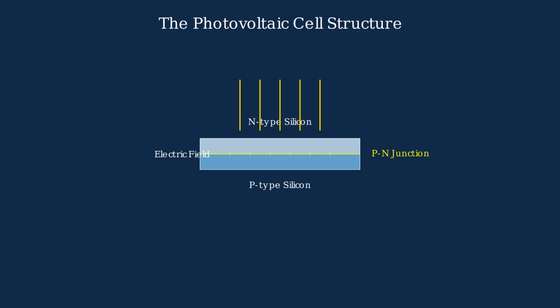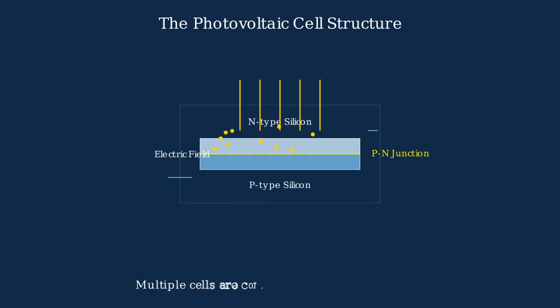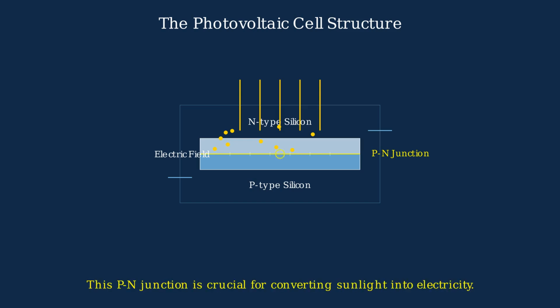When sunlight hits the cell, it energizes electrons, which are forced to move by the electric field, creating an electric current. Multiple photovoltaic cells are connected together to form a complete solar panel. This p-n junction is crucial for the photovoltaic effect, enabling solar panels to convert sunlight into usable electricity.